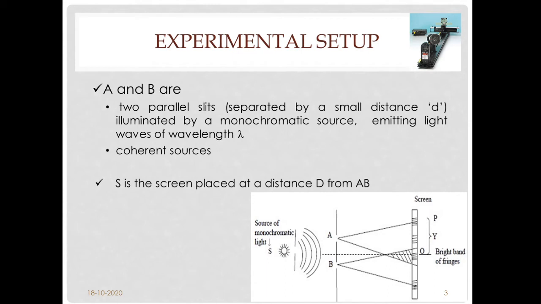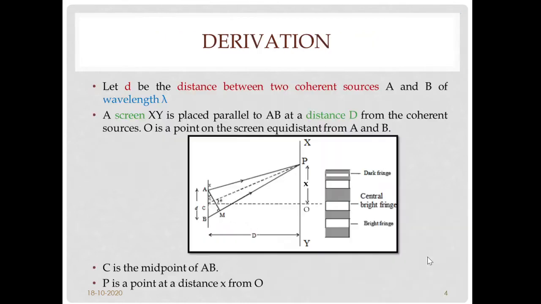So going on to the experimental setup. Here, this picture shows the experimental setup of Young's double slit experiment. Here, A and B are two parallel slits separated by a small distance d, which is illuminated by a monochromatic source of light of wavelength lambda. And A and B are perpendicular to the plane of the diagram. These two parallel slits act as coherent sources. And here S is the screen placed at a distance capital D from A and B.